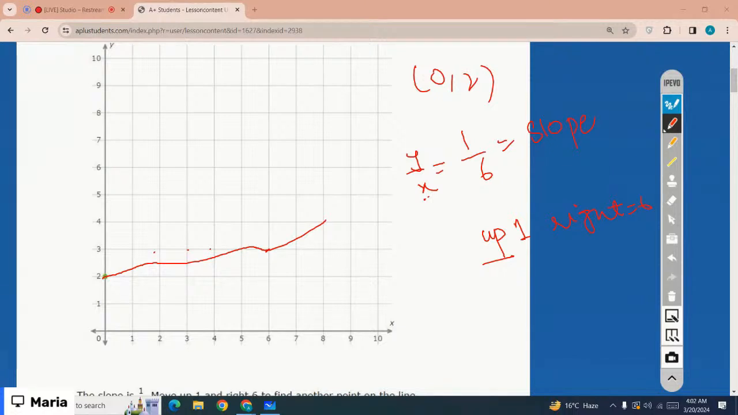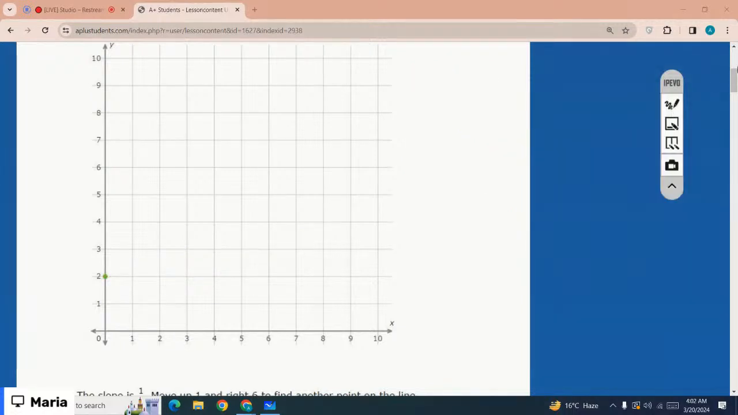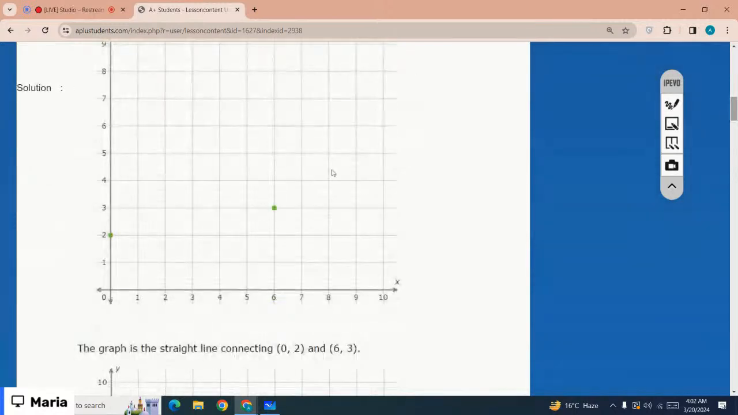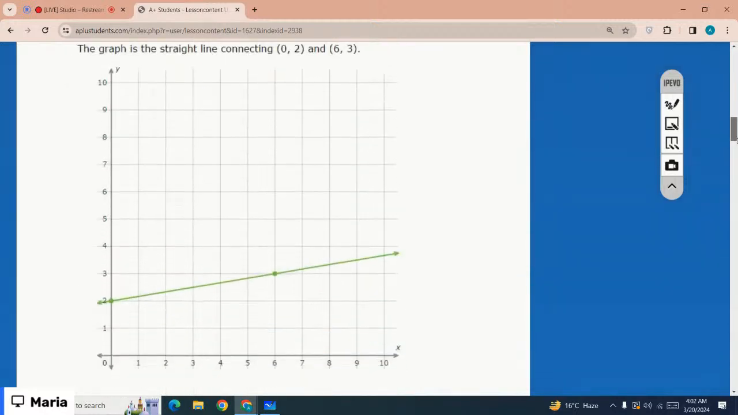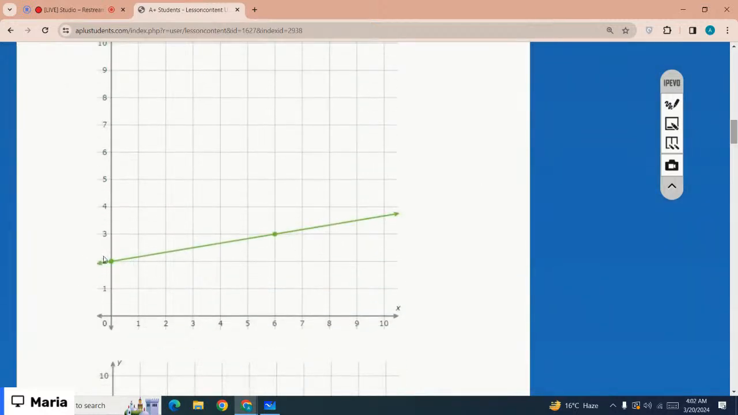I cannot make the straight line on the board, but I will. Okay, see here. This is the point 0, 2, move up 1 and move right 6, right? And then just connect these points and make a line. Here is the point. This point and this point. Just connect these points and make a line. Got it?